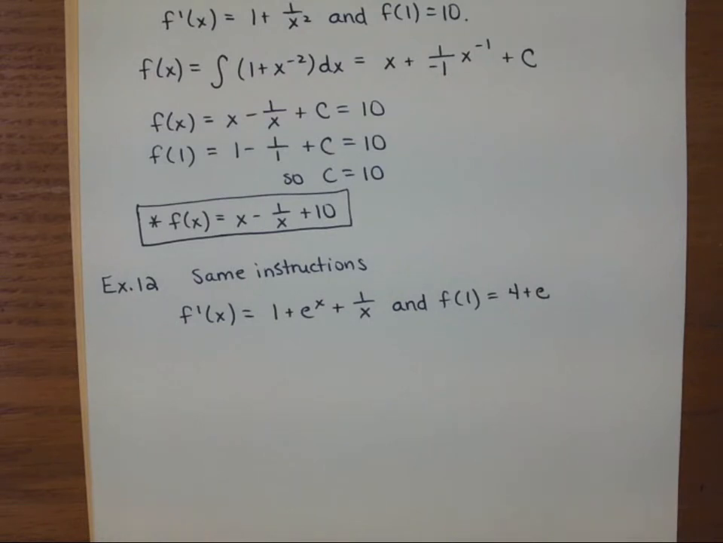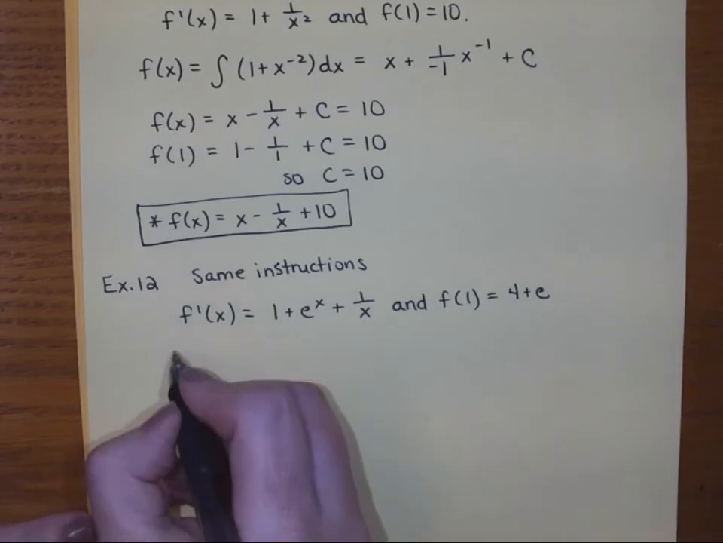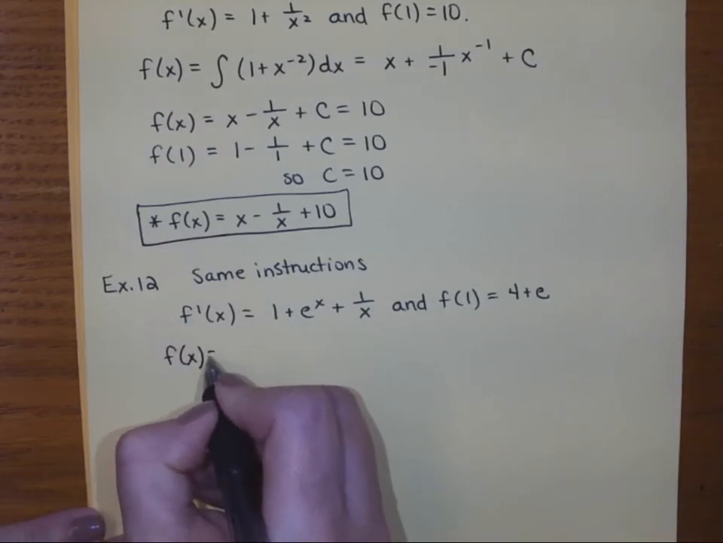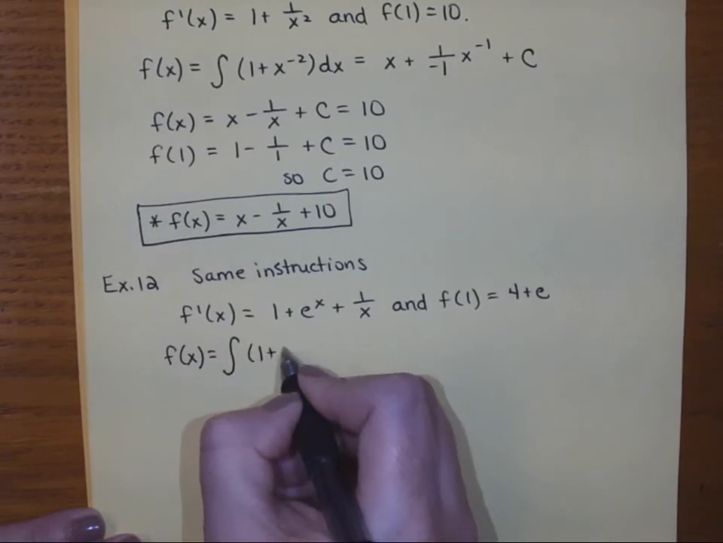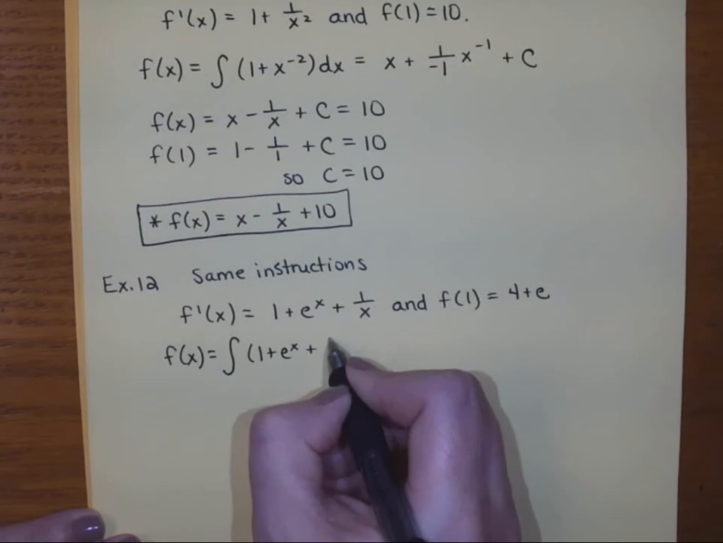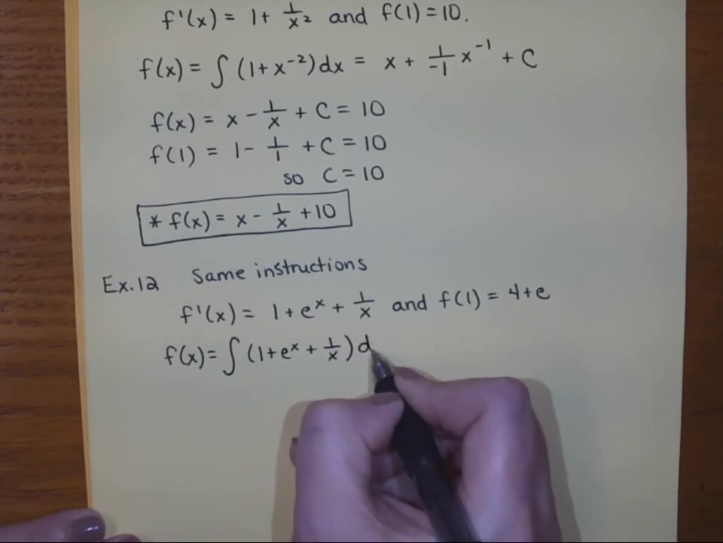Okay, don't let that f of 1 number throw you off. E is just a number, right? So it's just 4 plus a decimal number that goes on forever. Okay, so let's just see if we can figure this out. So we want to get back to the original, and I'm going to do that by taking the antiderivative of what I have here. Now I'm going to leave this as 1 over x dx.